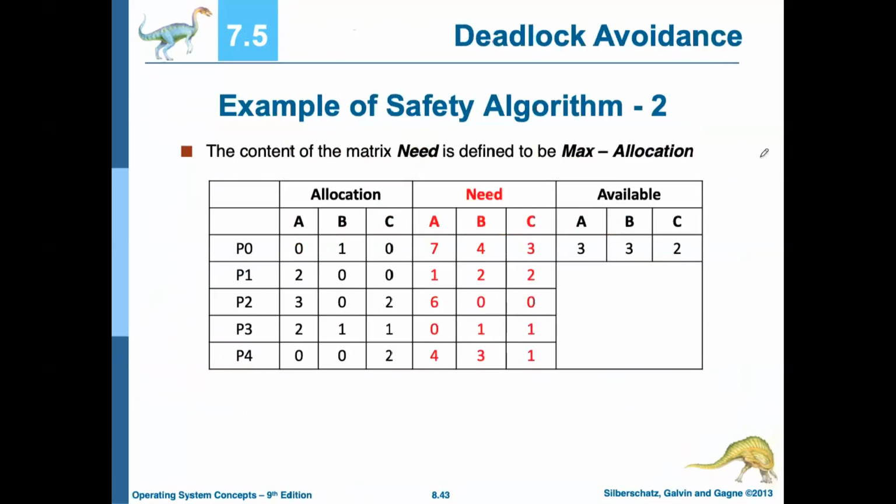Next, the content of the matrix Need is defined to be maximum minus allocation.